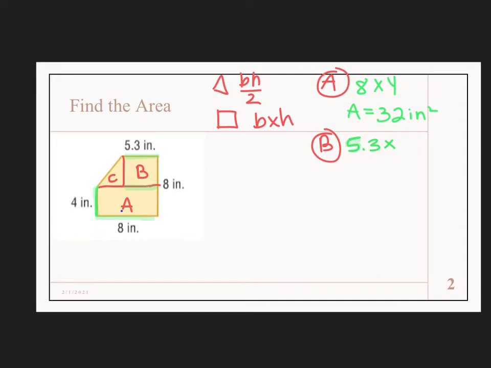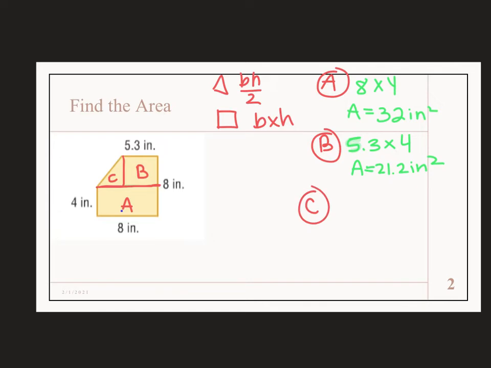We know that from here to here is 4, so that means this is 4. And we know the whole thing is 8, so that means this little section right here also has to be 4 in order for the long length to be 8. So we're going to do 5.3 times 4 to get the area of B, and 5.3 times 4 is going to give us an area of 21.2 inches squared.